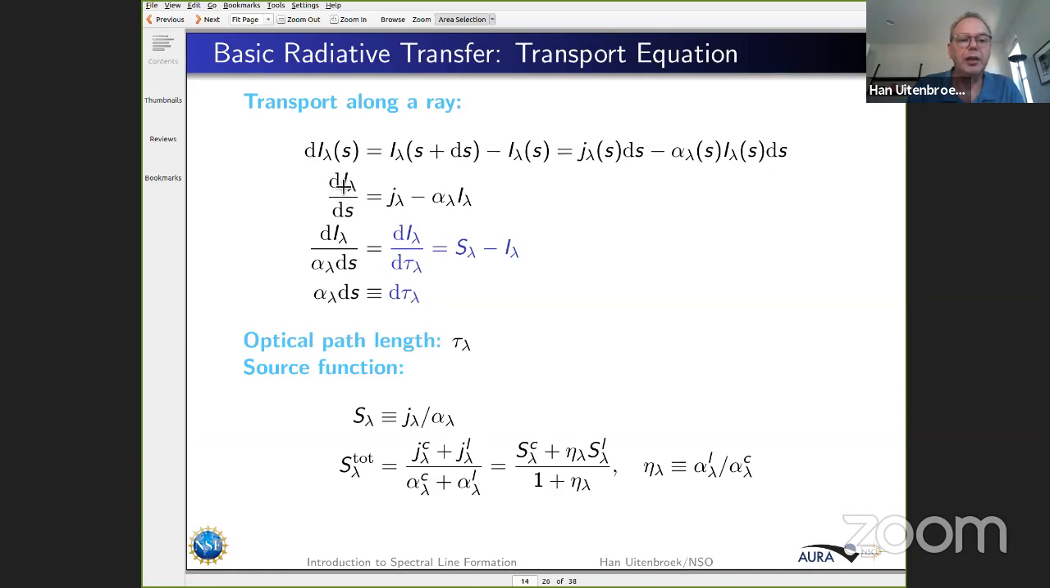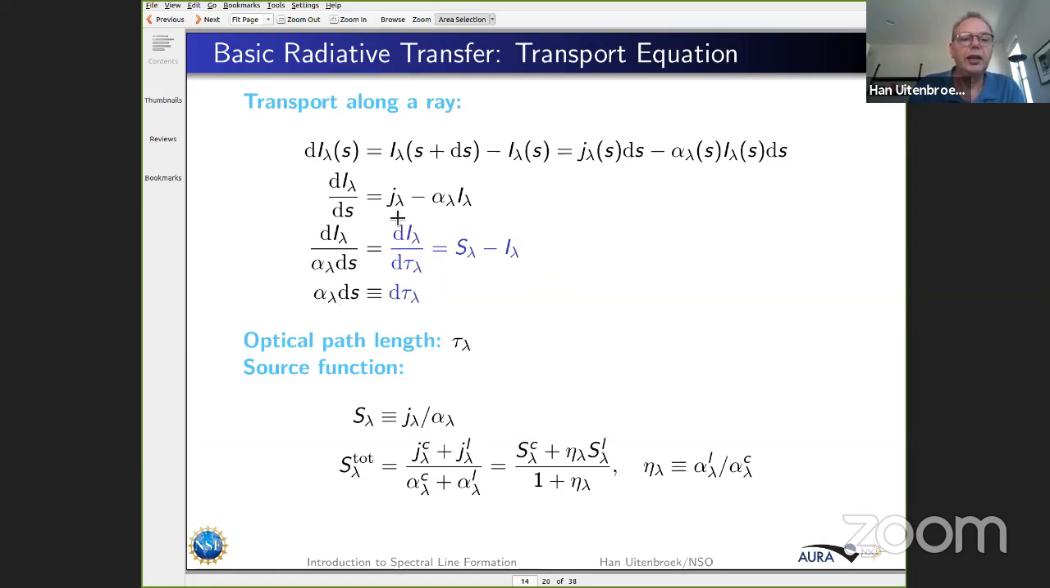And we can write the equation of radiative transfer in this way, where dI/ds is the emission minus the absorption. And we can then define the quantity S, which is the source function, a very important term. It looks like a bit of a random definition, but you see that it makes very much sense in terms of rewriting the transfer equation. And we have an additional quantity, which is the optical path length, the absorption coefficient times ds.